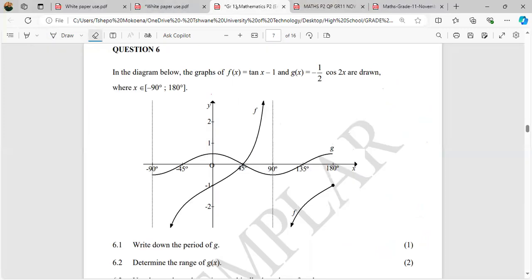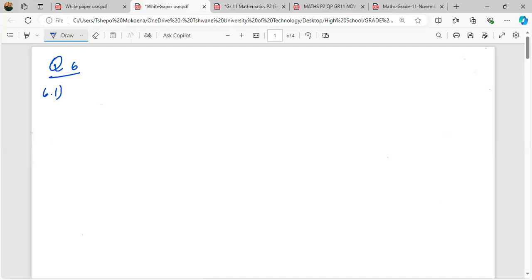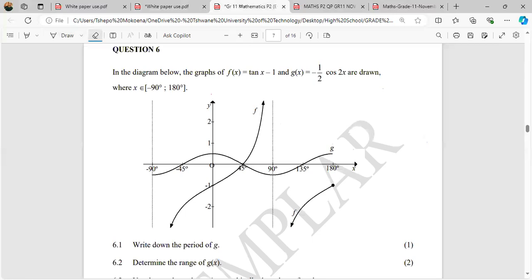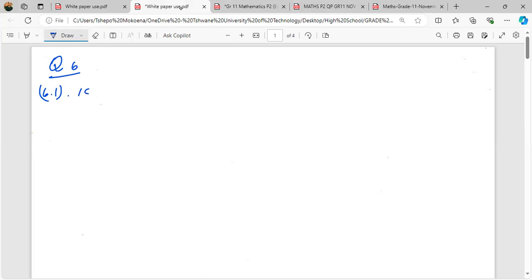This is 6.1. So to answer that one, we're going to say our period of g, let's look at it. We can use the period divider because it's cos. But again, we're going to have 360 divided by 2 to look for the period because the coefficient of x is 2, and therefore we're going to get 180 degrees. So that means for the answer here, 6.1, we're going to have 180 degrees. That will be our period.